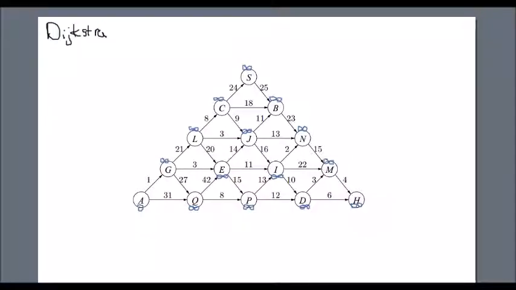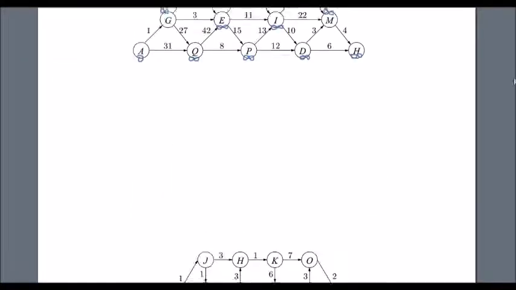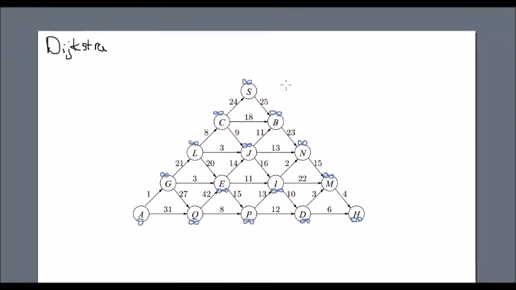Hello guys, I'm gonna talk a bit about Dijkstra's algorithm. So I'm just gonna show it on 3 examples. So I'm gonna start with this one.